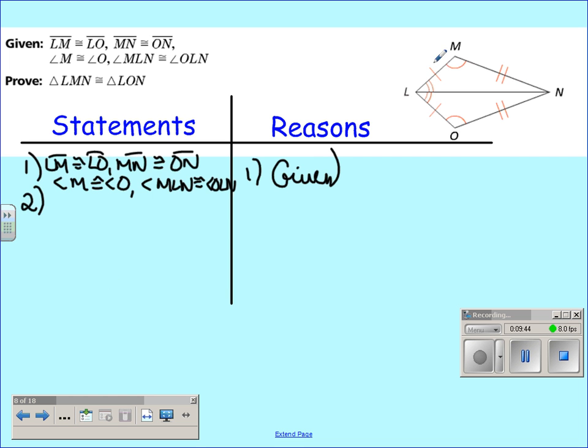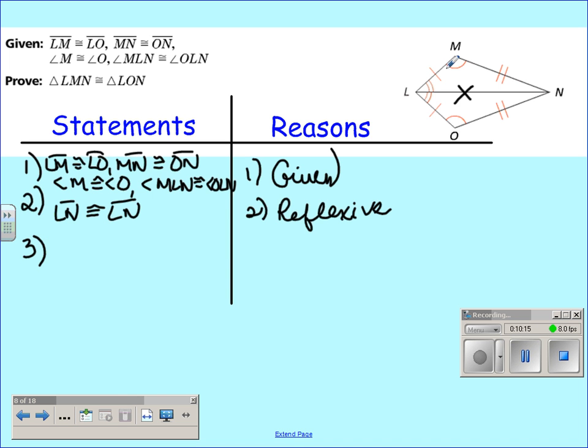Okay, now look at it. We've got 2 pairs of sides. This pair's good, this pair. We need 1 more pair of sides. So hopefully you notice, hey, they share a side. So therefore, I can say that LN is congruent to LN. Because since it's in both triangles, it's got to be equal to itself. That's called the reflexive property, because something has to be equal to itself. Okay? So now I got all the sides equal, 3 pairs.